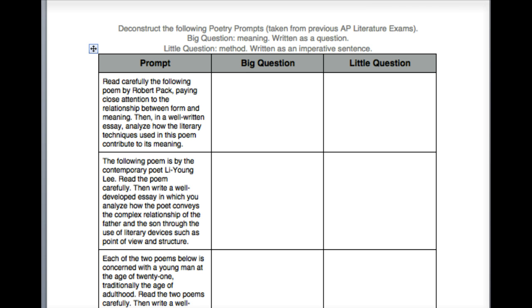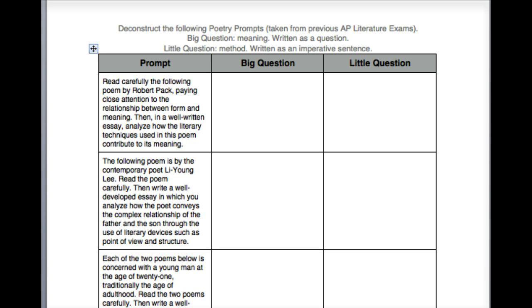The little question in this box is always asking you about the method or the language or the rhetorical devices, but we just use the word method to sum that all up. And the way we write the little question is as an imperative sentence. Imperative sentence is a command sentence, so it should start with a verb.